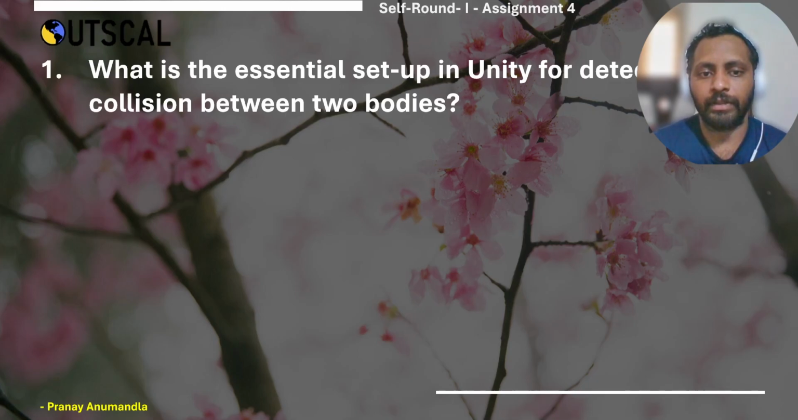And the third thing is they should have the trigger disabled in the collider component. So we must uncheck the trigger, otherwise they won't collide physically. One object will pass through the other object if we enable the trigger. So to detect the collision, we should disable the trigger.